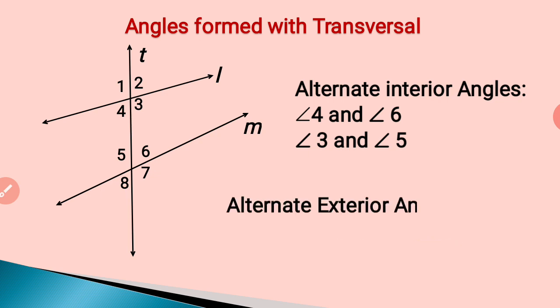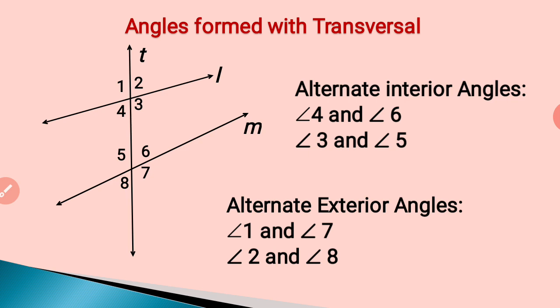The next set of angles is alternate exterior angles. Now we are focusing on exterior angles. That means we are focusing on 1, 2, 7 and 8. But the word is alternate, so one on each side of the transversal. So the pair of angles are angle 1 and 7. The next pair is angle 2 and 8.